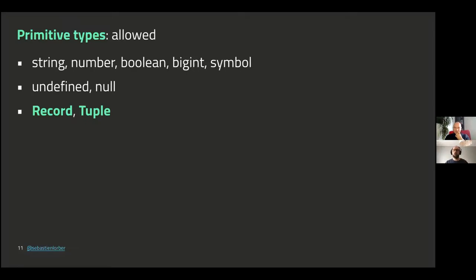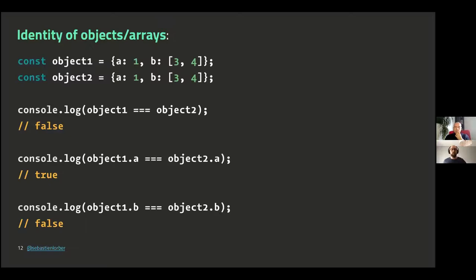Go ahead, Sebastien. Okay. So I'm going to talk about one of the most important parts of records and tuples now. Let's talk about the identity of the objects and arrays. If you have this code in JavaScript, you can see that you are creating one object, the first object, and a second object. They contain exactly the same data, but they are not equal regarding the triple equal operator because the two objects are different objects and they have a different identity. For example, if you compare the first a attribute with the value one, as the value one is a primitive type, if you use the triple equal operator, it will be equal because one equals one. And if you compare two primitive types together and they have exactly the same content, like one versus one, then the triple equal operator will return true.